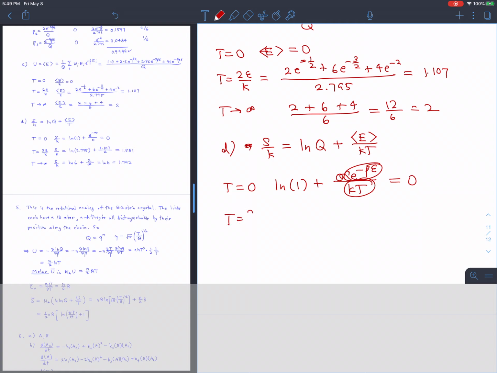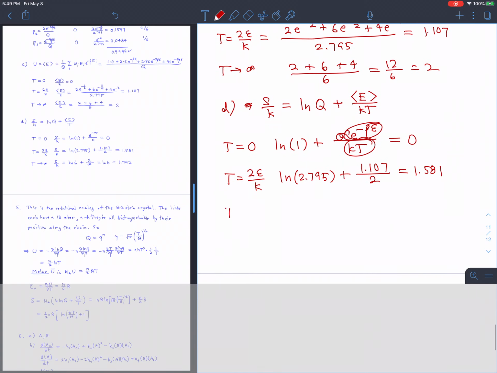When T is equal to 2 epsilon over k, we get the log of 2.795 plus 1.107 over, what? Over 2, I think, yes, for kT when T is equal to 2 epsilon over k. And that is equal to 1.581.